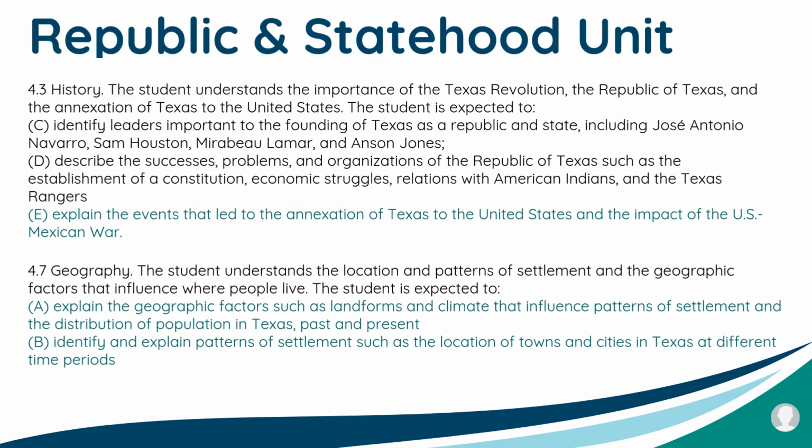These are about half of the TEKS of that unit, and you can see a strong mix of history and geography. The history TEKS focus on key leaders, major successes, and problems of the Republic and the events leading up to annexation in the US Mexican War. The geography TEKS 4.7A and 4.7B are priority standards, and these require students to understand the geographic factors that influence settlement and the patterns of settlement over time. These TEKS consistently show up as areas where students struggle, which you'll see when we look at the data.